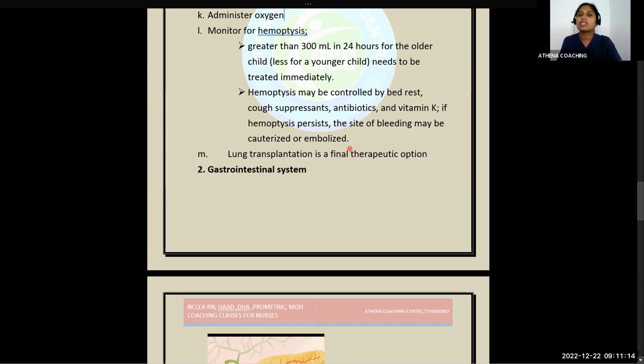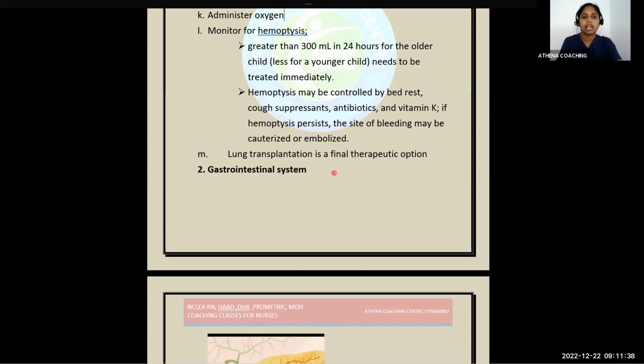Fine. So this is considered the last management, and lung transplantation is the final therapeutic option, which is not considered the primary management. Primary management is always the measures in which enhancing oxygenation, dilating, or removing the secretions.